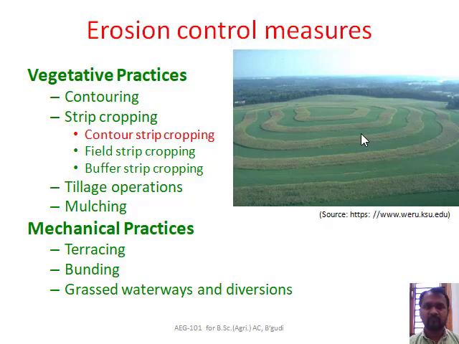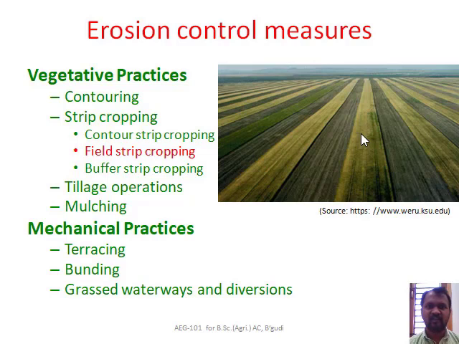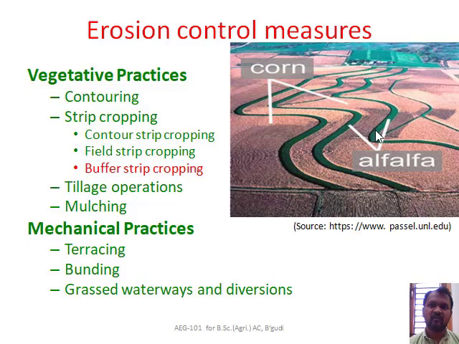The next type of contour practice is field strip cropping. Here you can see strips made to grow the crops, and this is made to control soil erosion. Alternate crops will be taken. In this photograph corn is there, then we have another crop, alfalfa. So we have a buffer. Whatever soil loss or erosion there is from this land can be controlled by buffer strip cropping.